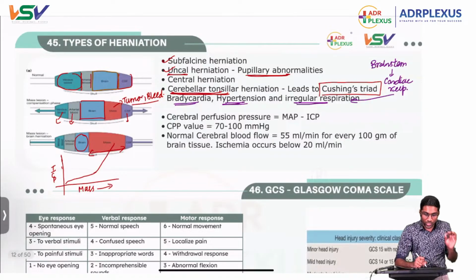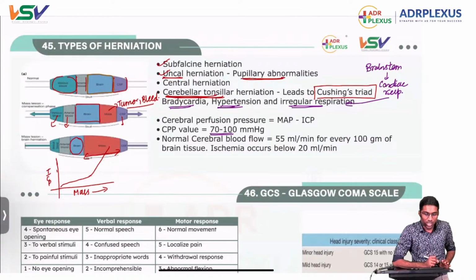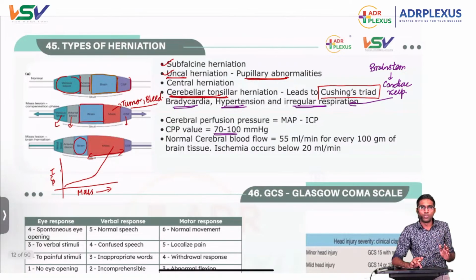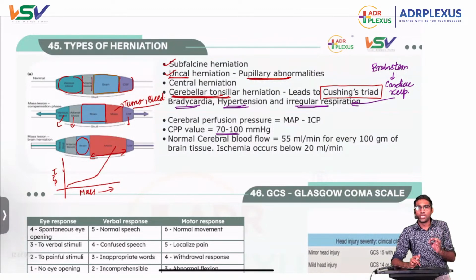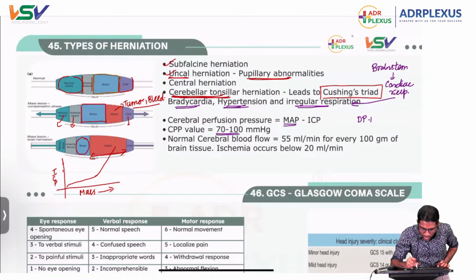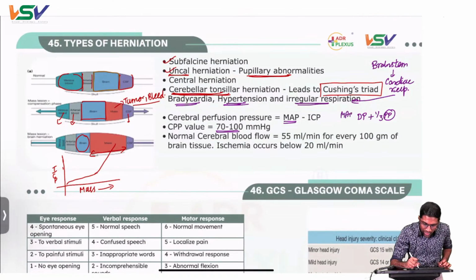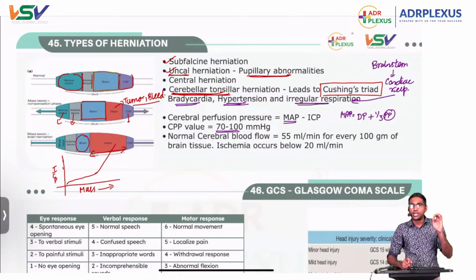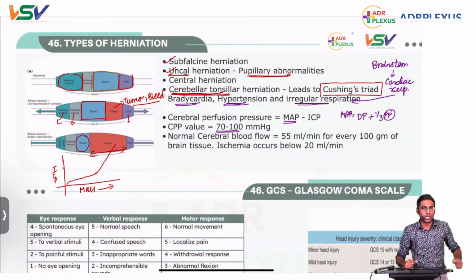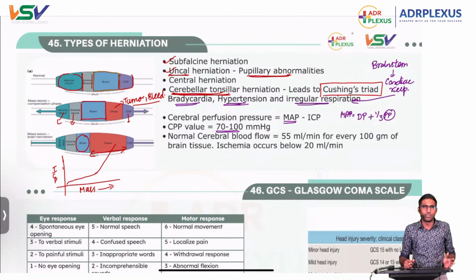And how do you calculate the cerebral perfusion pressure? The normal CPP is 70 to 100, and CPP is calculated using the formula mean arterial pressure minus intracranial pressure. So what is mean arterial pressure? It is diastolic pressure plus 1/3 of pulse pressure. PP is pulse pressure. This is mean arterial pressure. MAP is diastolic pressure plus 1/3 of the pulse pressure. Then ICP, how can you monitor it? By putting a small catheter into the lumbar canal to monitor the intracranial pressure.